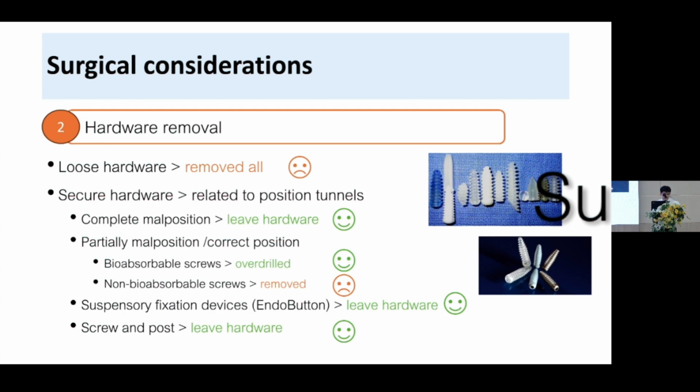But if the tunnel is only partially malpositioned or in the correct position, the fixation device may need to be removed. Often bioabsorbable screws can be overdrilled, but non-bioabsorbable screws often must be removed. And other fixations such as suspensory fixation and the screw and the post can be left in place.